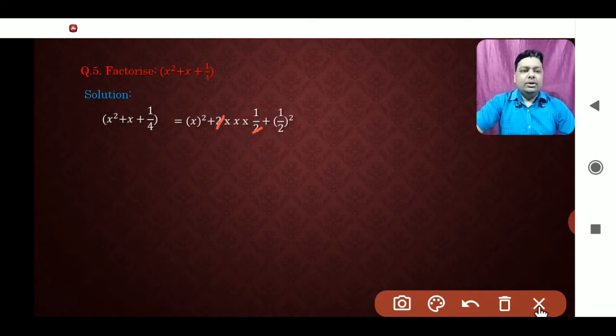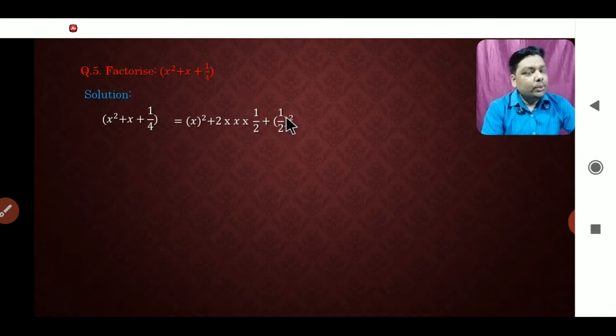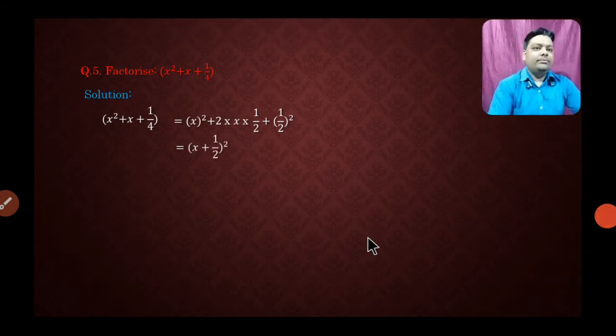Now we can see that it is also in the form of a plus b to the whole square. So here a will be x and b will be 1 by 2. So we can write it as x plus 1 by 2 the whole square. Okay students, I hope that you all have understood. Now let's see another question.